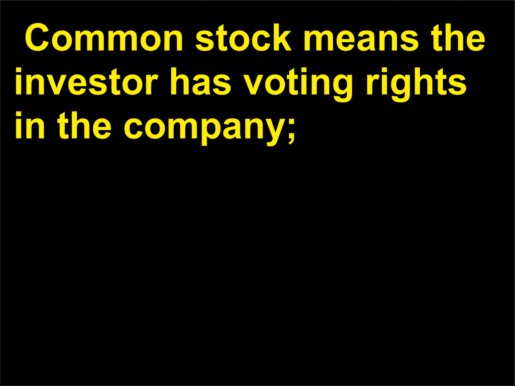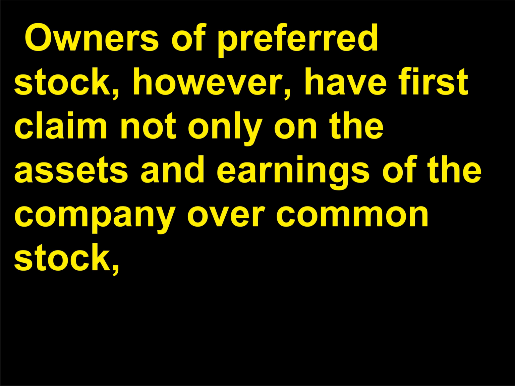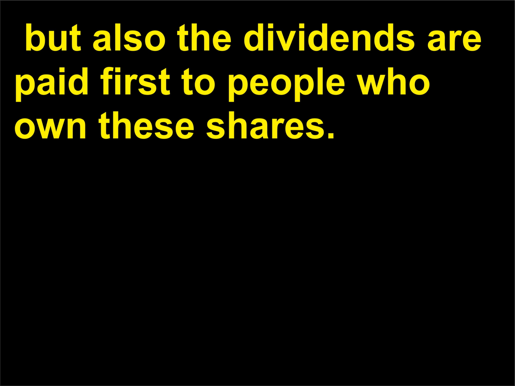Common stock means the investor has voting rights in the company. Preferred stock means there are no voting privileges. Owners of preferred stock, however, have first claim not only on the assets and earnings of the company over common stock, but also the dividends are paid first to people who own these shares.